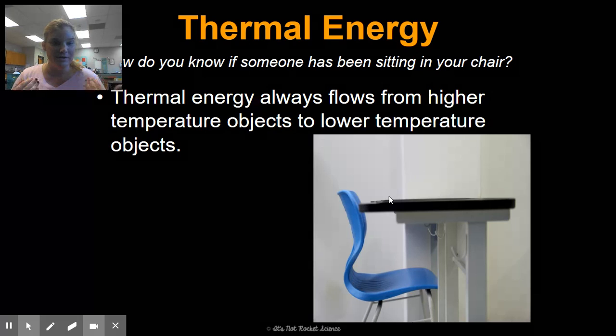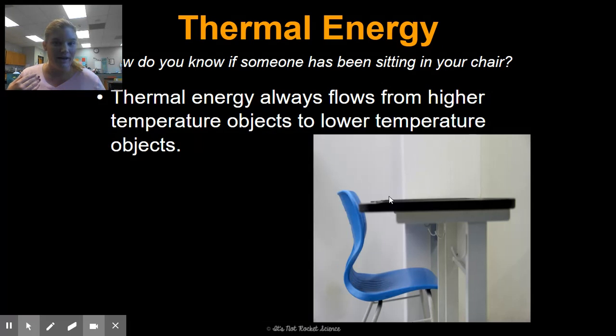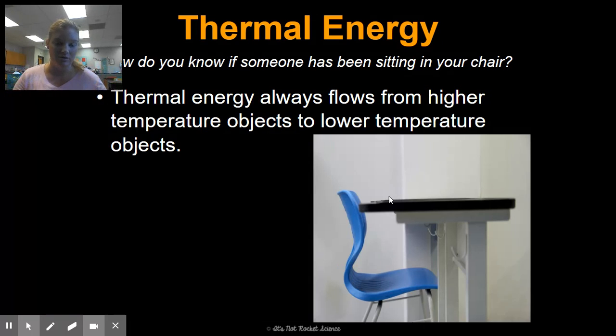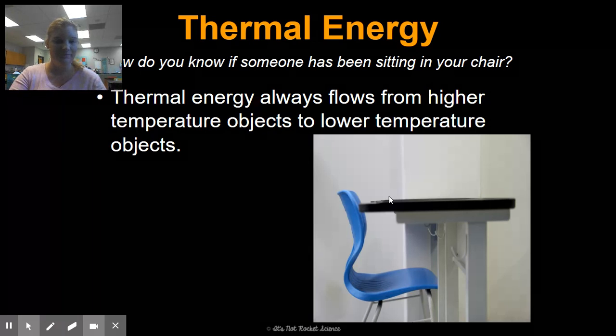So you as a person sitting in your bed or in a chair right now are around 96, 97 degrees. That's just our body temperature. And whatever object you're sitting on is probably not that warm. So the energy is moving from you into that object because it goes from hot to cold, always.